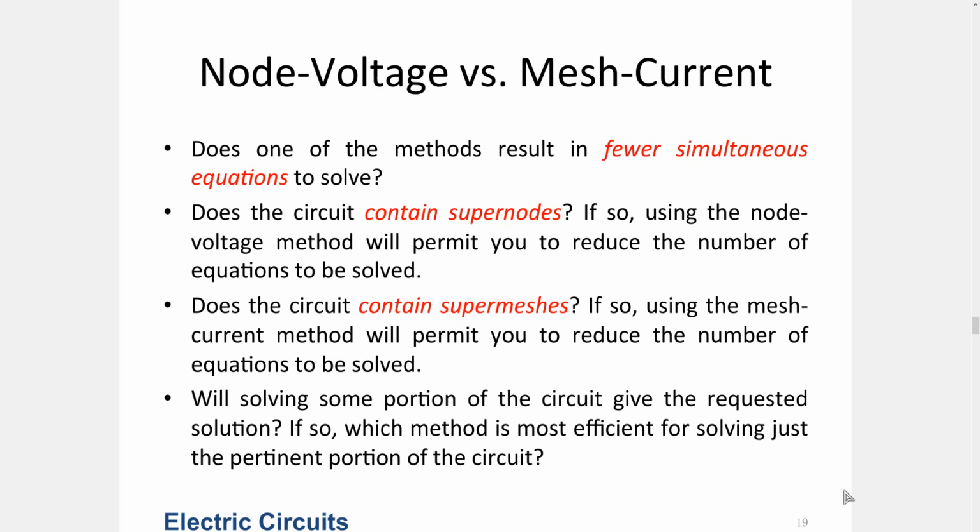And will solving some portion of the circuit give the requested solution? If you are particularly interested in some portion of it, then you can partially solve the circuit in a way that you don't need to solve every current and every voltage. So you can ask yourself which method is most efficient for solving just some portion of the circuit.